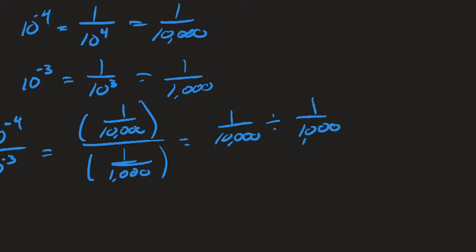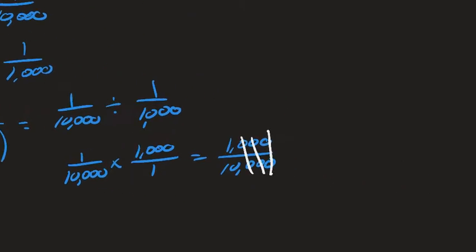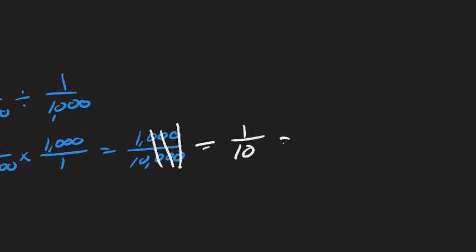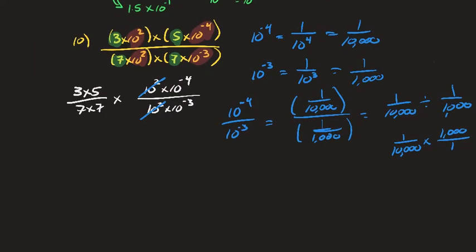You might remember rules of multiplying or dividing fractions is if you're dividing, flip the fraction and multiply it instead. So you get 1 over 10,000 times 1,000 over 1, which is 1,000 over 10,000. Cancel out zeros. And now you get 1 over 10, which is 10 to the negative 1st. All right, so all of that from there. And then you do 3 times 5, which is 15, over 49, which is 7 times 7, and that would be times 10 to the negative 1st.